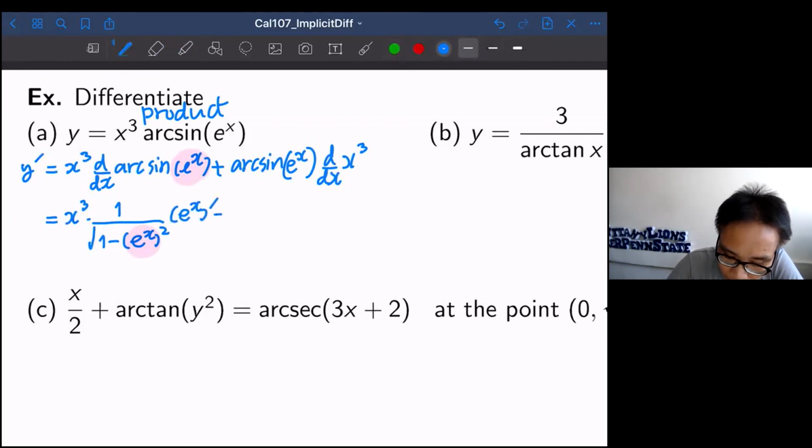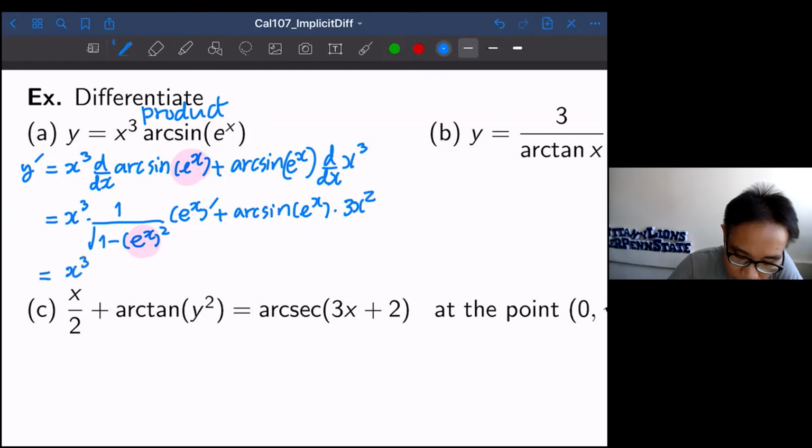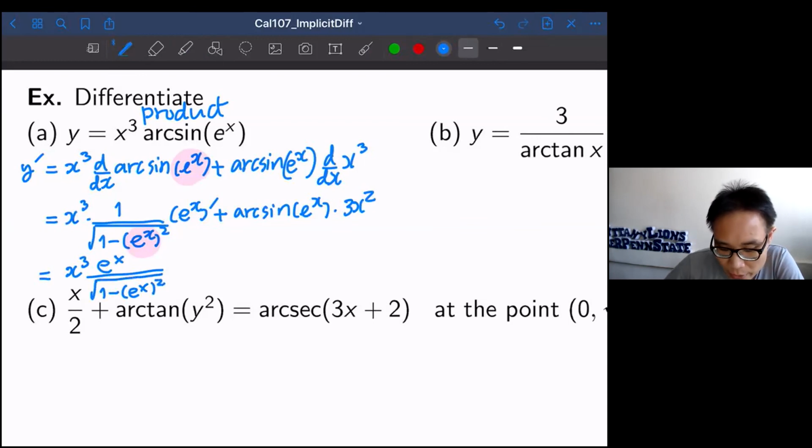prime plus arcsine e to the x, and differentiate x cubed, so it's going to be 3x squared. So in this case, it's going to be x cubed. Okay, so let me draw the square root line first. So it's going to be just the derivative of e to the x, which is e to the x over the square root of 1 minus e to the x squared, okay, plus arcsine e to the x, okay, times 3x squared.